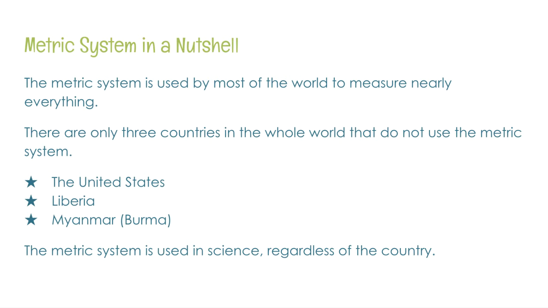Because so much of the world uses the metric system, scientists all over have decided that they are going to use the metric system as their standard unit of measurement in science, regardless of the country. The reason for this is so that everybody's measuring the same stuff in the same units. It's very easy for different scientists in different parts of the world to communicate their thoughts, ideas, hypotheses, and findings, because we're all measuring in the same way.